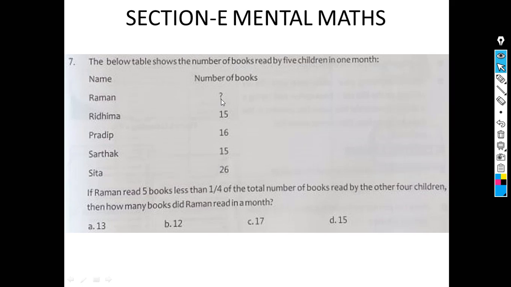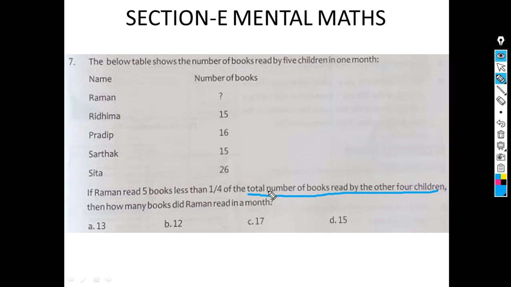Now we have to find out how many books Raman reads. To solve this question, there is one hint given in the question. If Raman reads 5 books less than 1/4 of the total number of books read by the other 4 children, then how many books did Raman read in a month? We have to find out how many books Raman read in a month. So we will start solving the question from this statement.